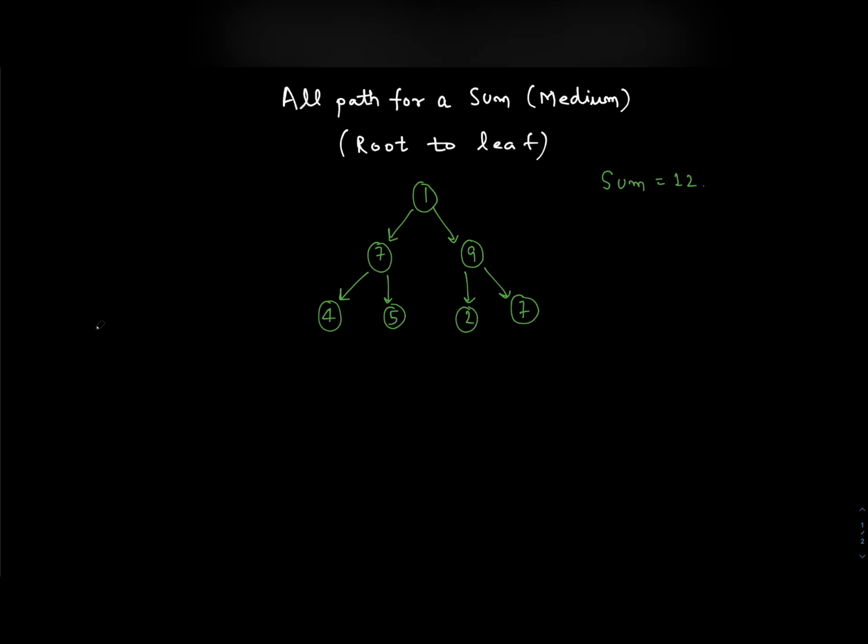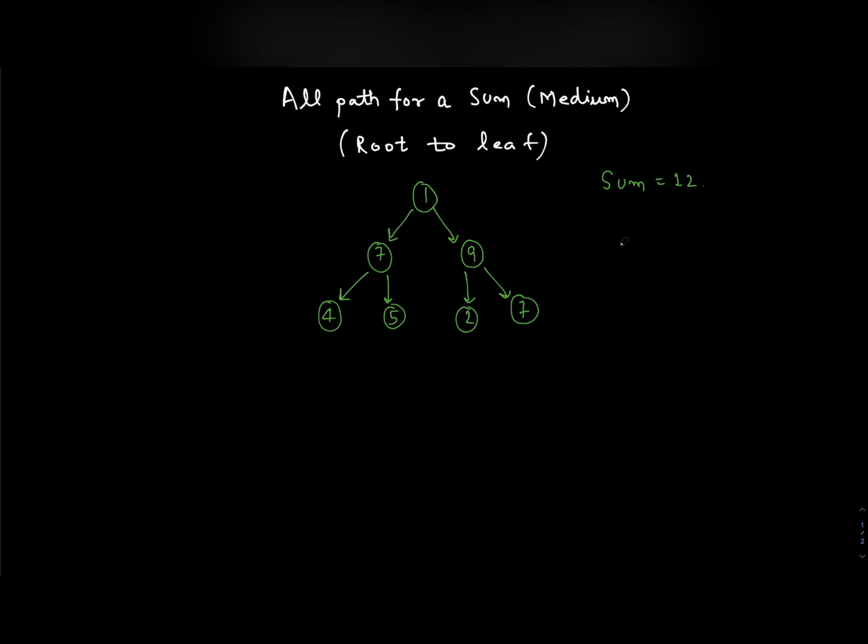So today we are going to solve another question related to binary tree, and it is all path for a sum. So it's just an extended version of our previous question. In the previous question we just checked whether any path exists that gives us a particular value, but in this one we have to find all the paths that give that particular value. Suppose here the sum is 12, so we are looking for the paths that will give us 12.